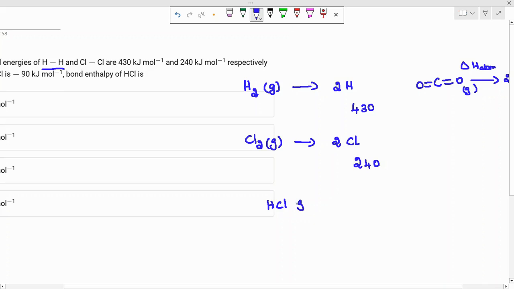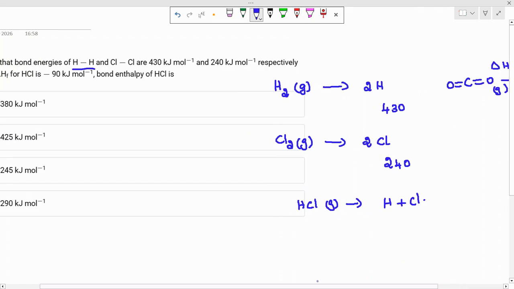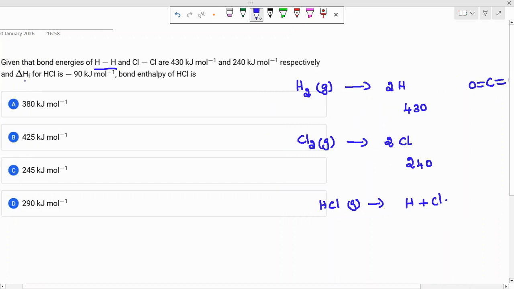When you are breaking the HCl in gas, then you will get H and Cl. So here also we can consider this one as a bond enthalpy. Let me check whether they have given the HCl bond enthalpy. No, they have given the formation enthalpy. So here we don't know, they didn't give that one. So they are asking for the bond enthalpy of this one. For this stoichiometric equation, they are asking the enthalpy change. The enthalpy change for this reaction will be called the bond enthalpy of HCl.